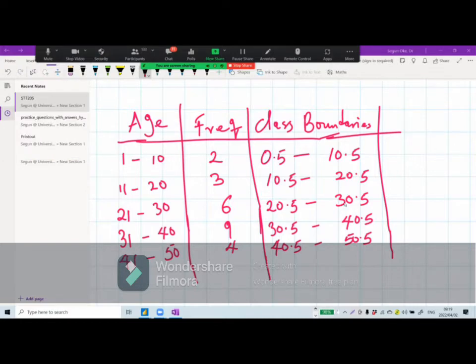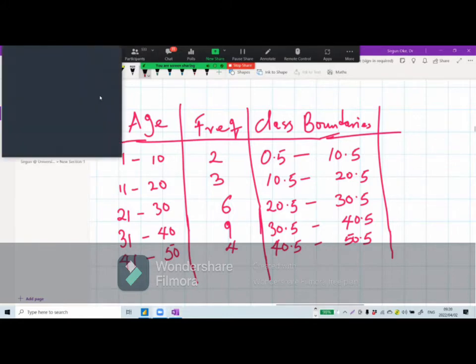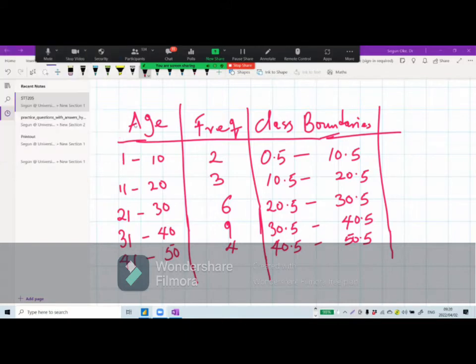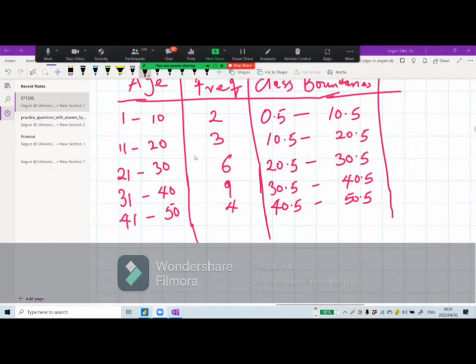Now we have the class boundary. Remember the way I explained class boundary: deduct 0.5 from your lower class limit and add 0.5 to the upper class limit. That's just the method of solving that. Now that we have the class boundary, the question says you should draw the histogram and frequency polygon of the distribution. So we can proceed from here.